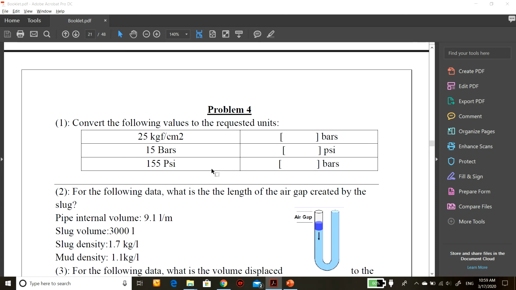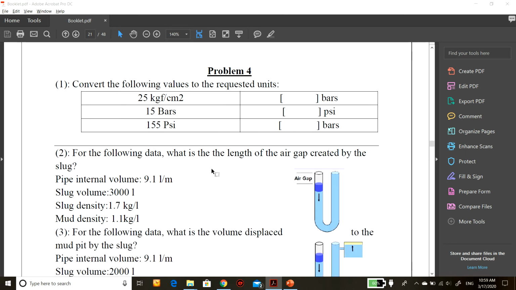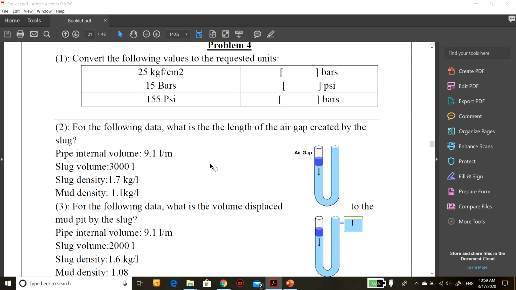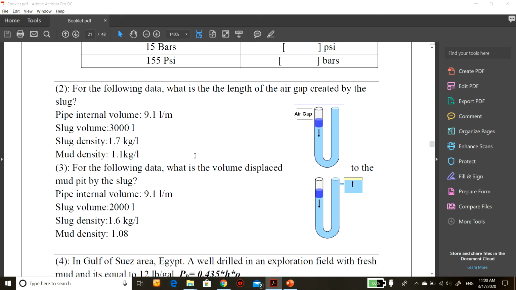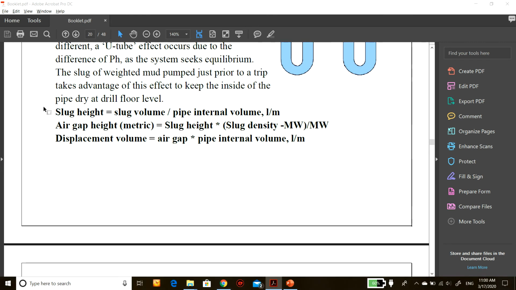Okay, our problem consists of 3 parts. The first part is to convert the following values to the requested units, and it is simple. Number 2, for the following data, what is the length of the air gap created by the slug? You can find that it is a direct problem using the previously described laws.